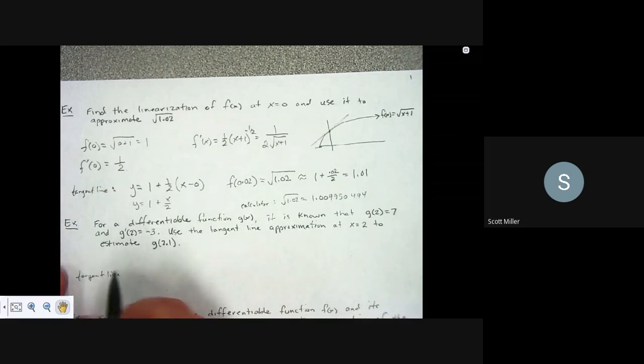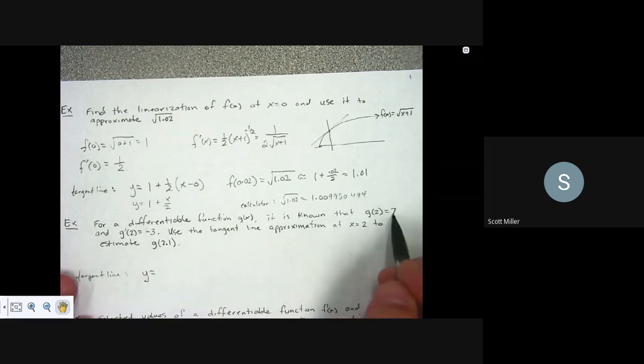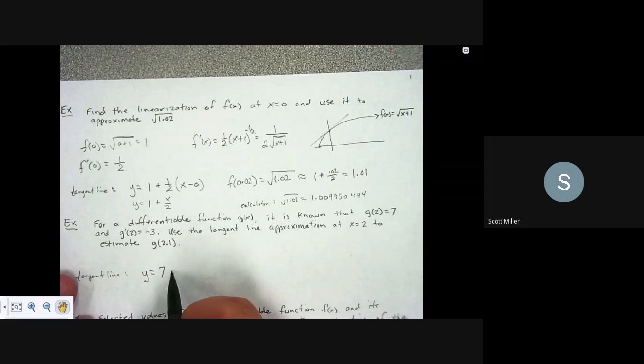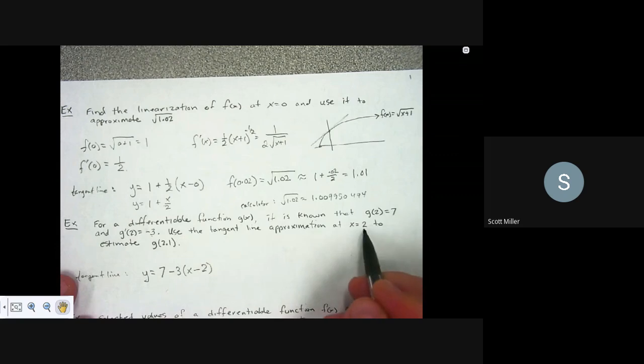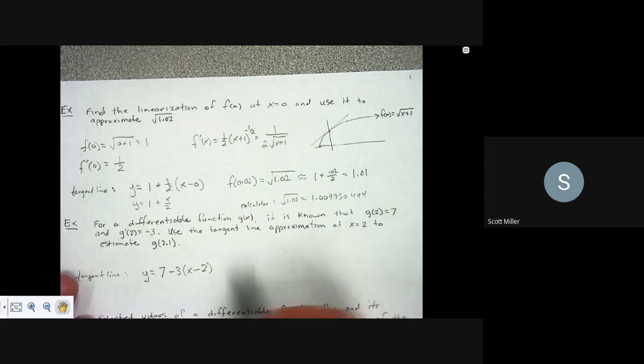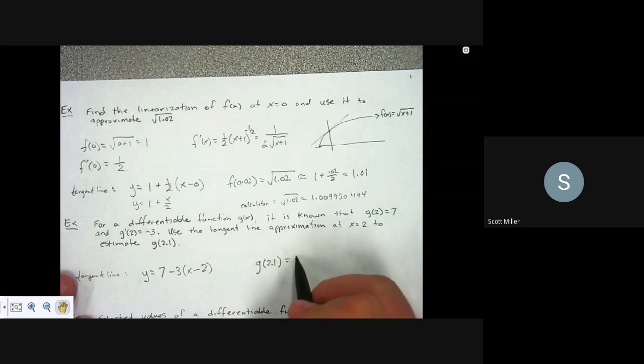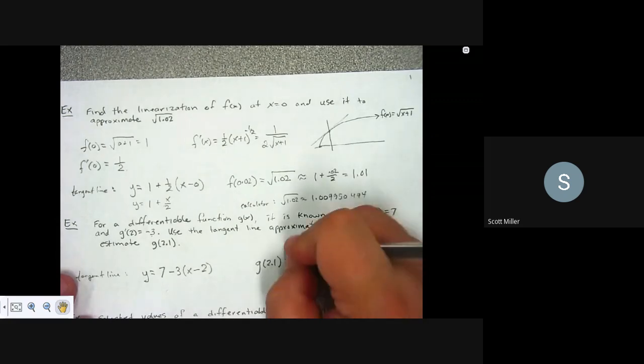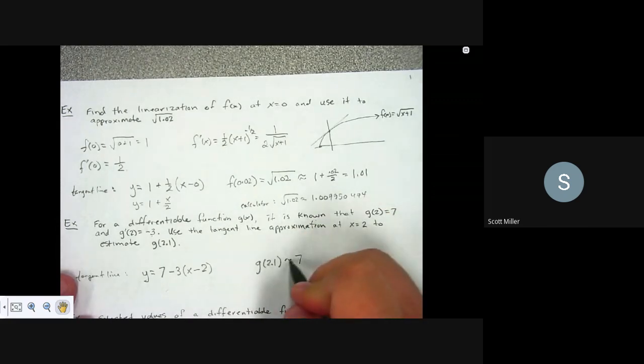So my tangent line can be y equals the y value at 2 plus the slope times x minus 2, which is the point we're trying to go towards. So this is my tangent line equation right here. And then I can use that to approximate g at 2.1. So this becomes 7. Excuse me, I should put an approximation here. Do not put an equals.